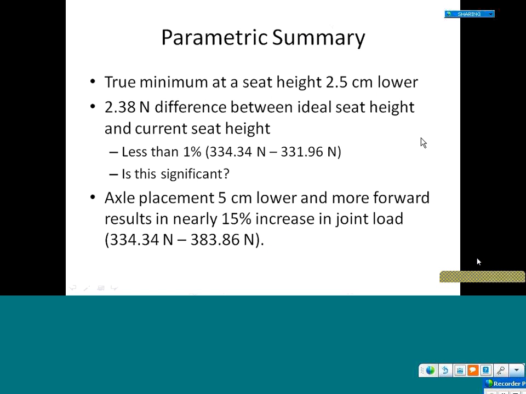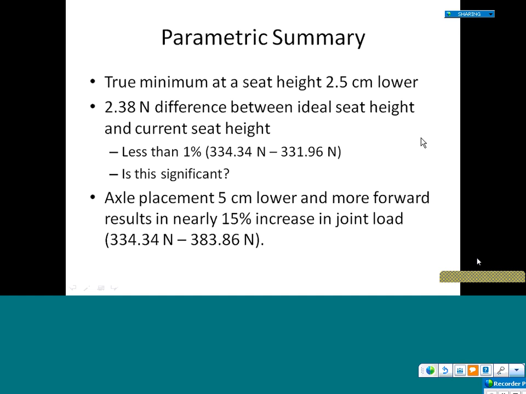So in quantifying this, here's what we have summarized. There is a 2.38 Newton difference between the ideal seat height and the current seat height. So this is less than 1%. We're talking 334 newtons to 332 newtons, give or take.